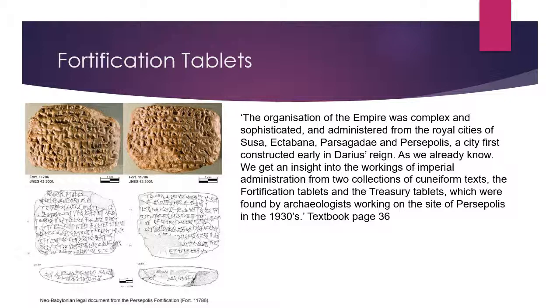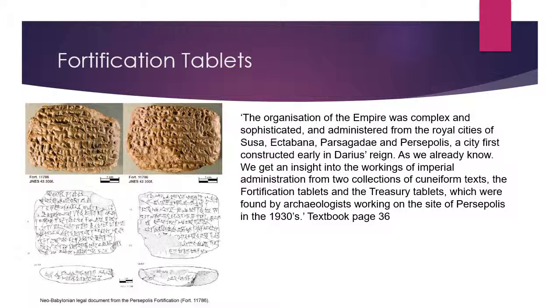So I've picked this source because it's significant at showing the sort of themes the examiners want you to bring up in your essays. So the textbook only gives a brief passage which says, the organisation of the empire was complex and sophisticated, and is administered from the royal cities of Susa, Ecbatana, Pasargadae, and Persepolis, a city first constructed earlier in Darius's reign. As we already know, we get an insight into the workings of imperial administration from two collections of cuneiform texts, the fortification tablets and the treasury tablets, which were found by archaeologists working on the site of Persepolis in the 1930s.